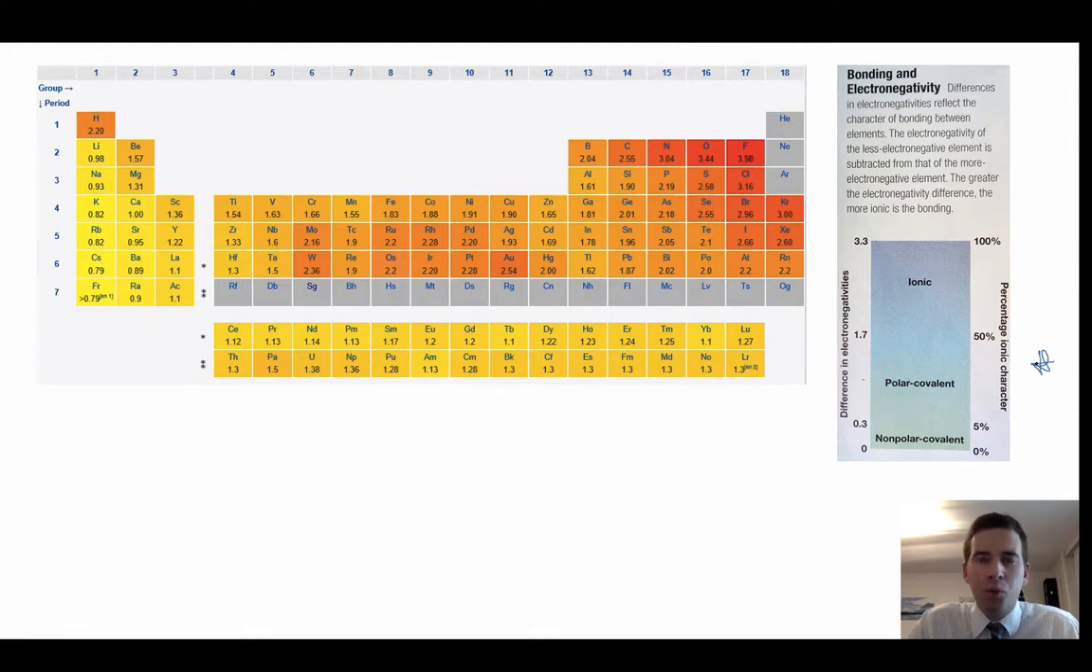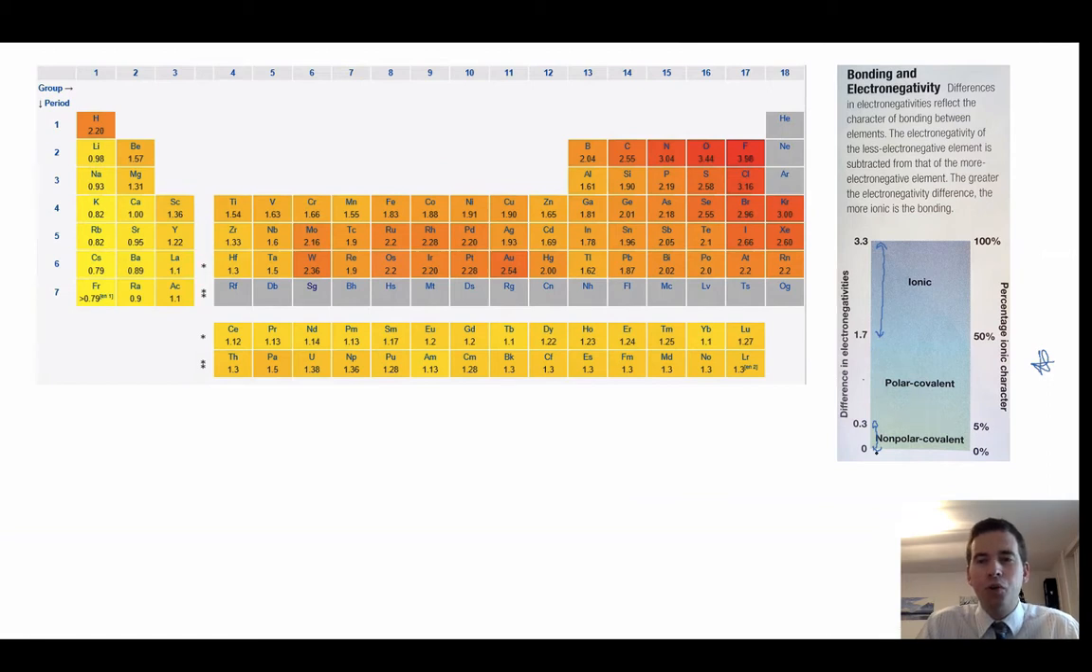Now, to determine what type of chemical bond you have, you have to work out the difference in electronegativities between the two elements. So use these values, take the smallest away from the biggest, and the value you have determines what type of bond it is. So if you have a value from 1.7 and above, this will give you an ionic bond.